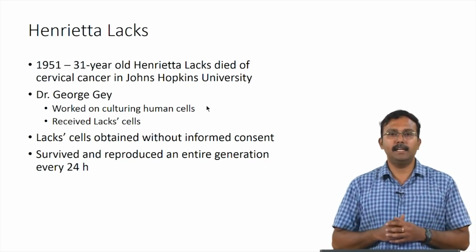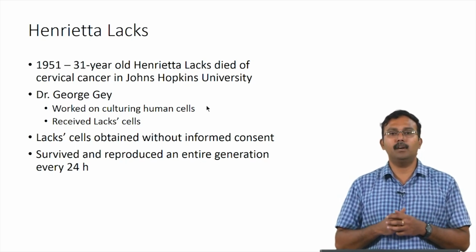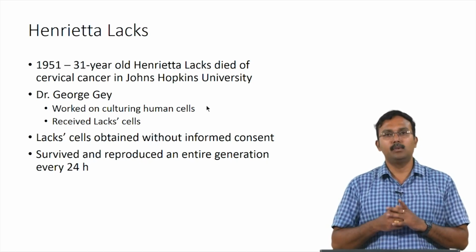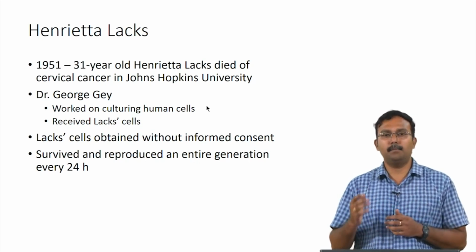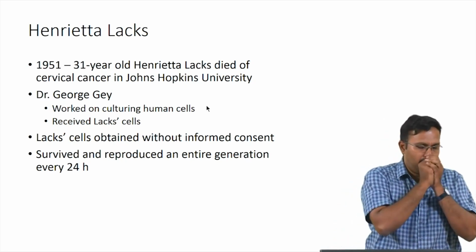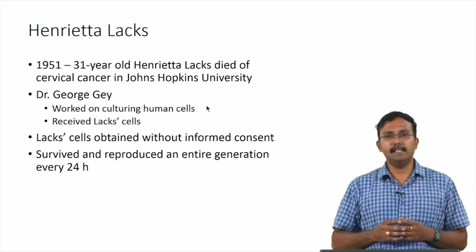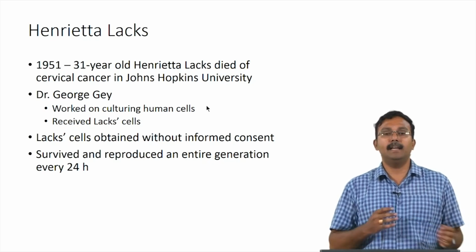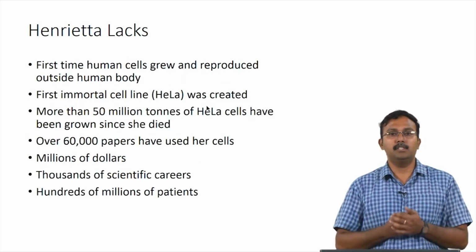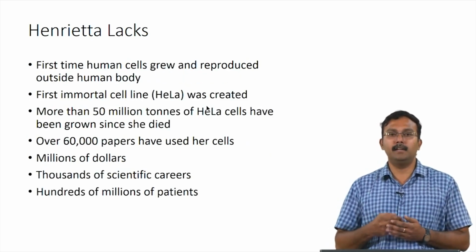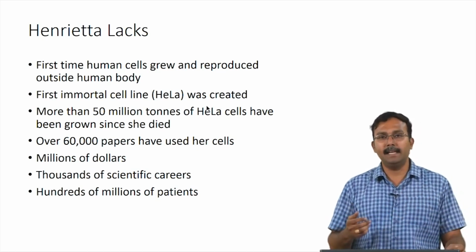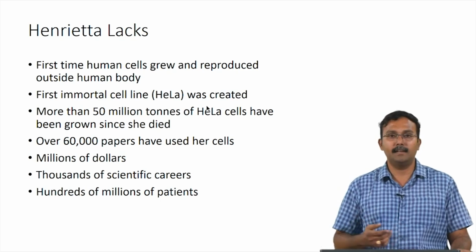So, Dr. George Gey, who was at that point working on culturing human cells, received Henrietta Lacks' cells. So, Henrietta Lacks' cells were obtained without informed consent. These cells survived and reproduced an entire generation every 24 hours. So, this was the first time human cells grew and reproduced outside the human body. So, the first immortal cell line, which is the HeLa cell line, which you might have heard of, was created.